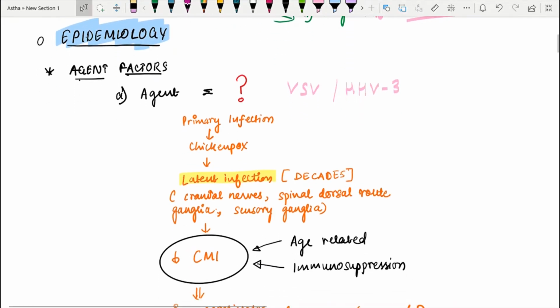Now talking about how the infection occurs. First, when we come in contact with the virus, it leads to a primary infection and development of chickenpox. Now after developing chickenpox, this virus can go and reside in the cranial nerves, spinal dorsal root ganglia, or the sensory ganglia, and thus it may lead to a latent infection which is asymptomatic, and this stage may last for decades. Can you imagine? It can last for decades. The virus is already there.